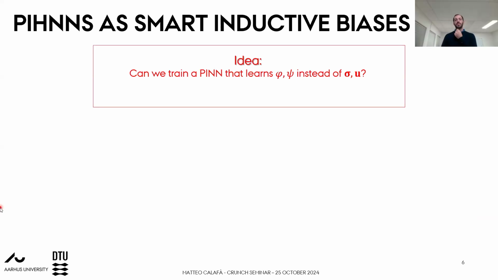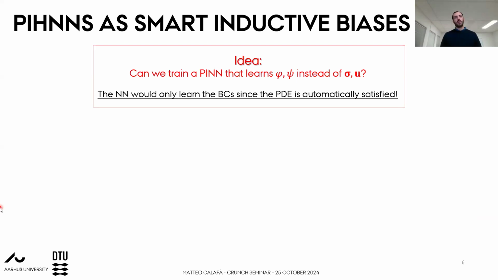So can we train a physics-informed neural network that learns phi and psi, the two complex potentials, instead of sigma and u? We will talk about it later. So this is our question. And we are very interested in this question because if we manage to reach this goal, the neural network will only have to learn from the boundary conditions since the PDE is automatically satisfied.